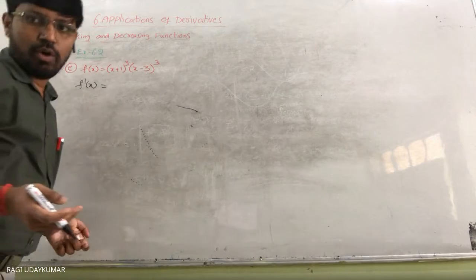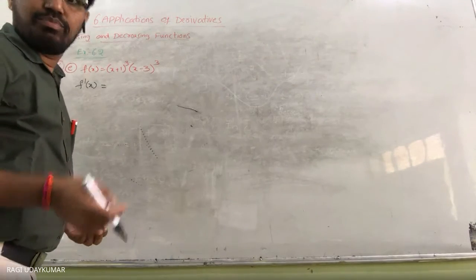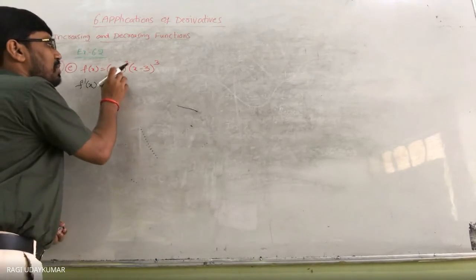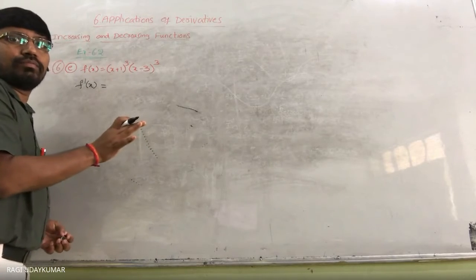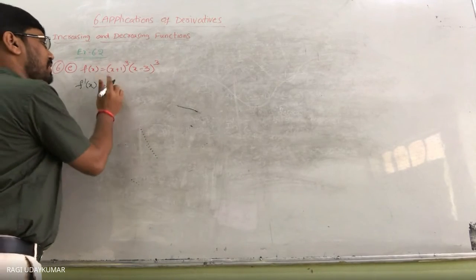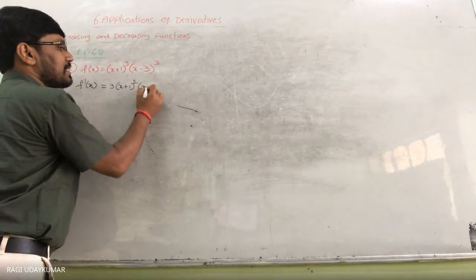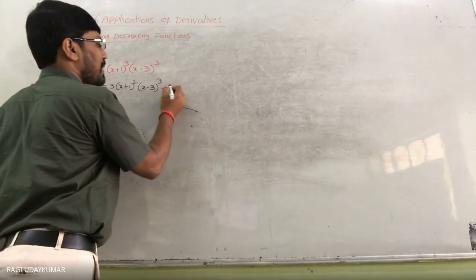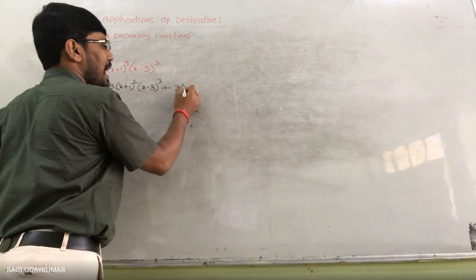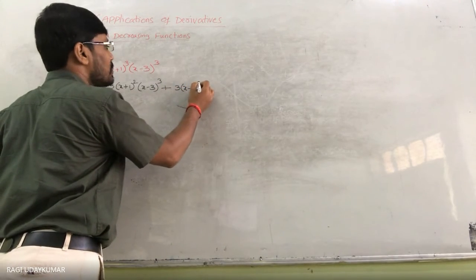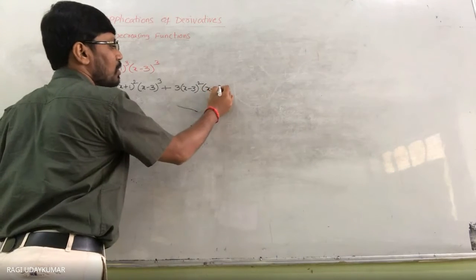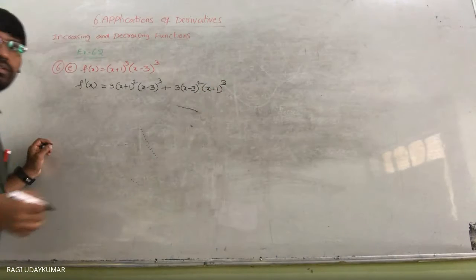Product rule, obviously, isn't it? Product rule use करना है. Product rule में पहले ये as it is लेना, otherwise इसका derivative find out करो. 3 into (x plus 1) whole square, ये as it is, (x minus 1) whole cube, plus 3 into (x minus 3) whole square, (x plus 1) whole cube is as it is.